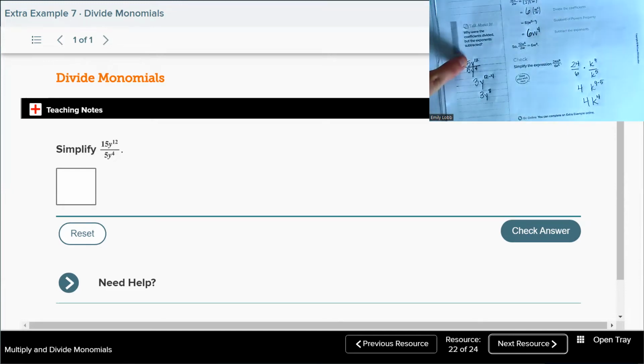And be sure you're writing down the problem, because remember, we don't have the problem listed in our packet. If you just write down 3y to the 8th power, how is that going to be helpful to you to refer back to? No, right?